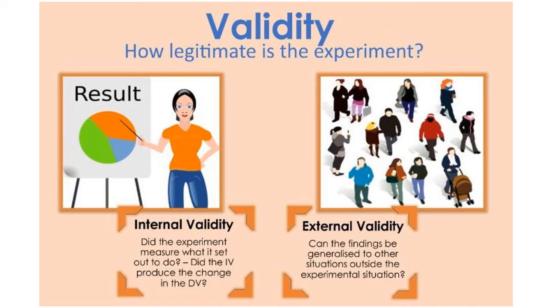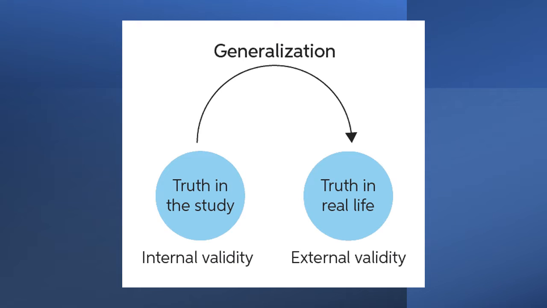And so these are the things that we look for when we're determining how robust or elegant or beautiful an experiment is. If they have a really strong ability to measure what they wanted to, and if they also apply to the outside world, then we get one of those elegant experiments. So we can think of internal validity as truth in the study, a strongly designed study with good manipulations and measurements, which then can be generalized, following this arrow, to real life, to truth in real life, which is external validity. And that's the goal.